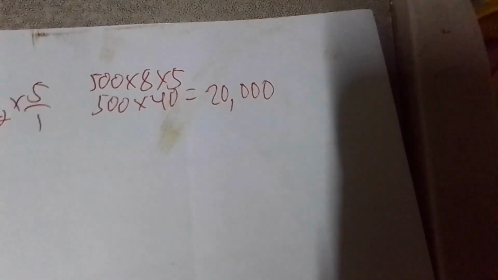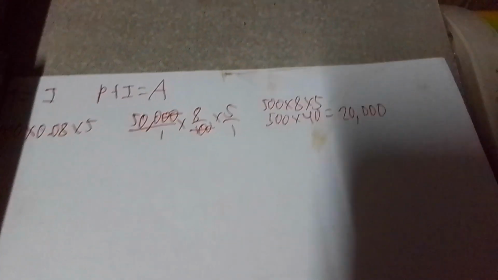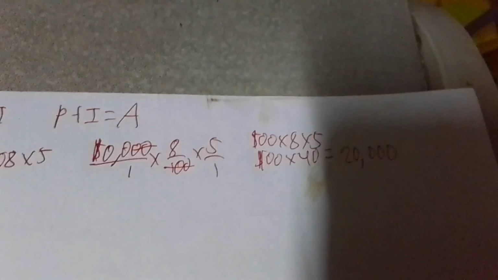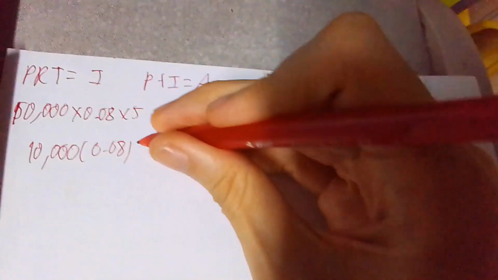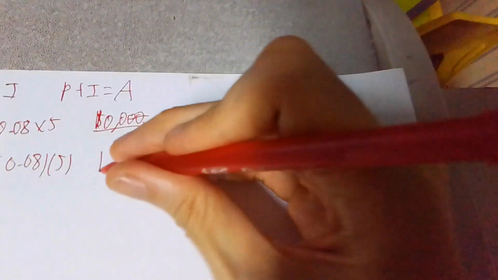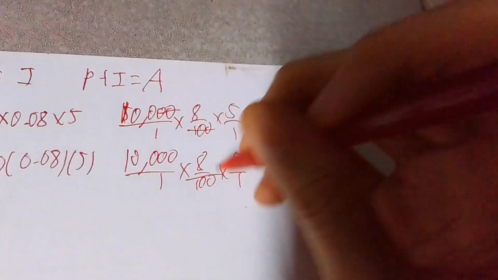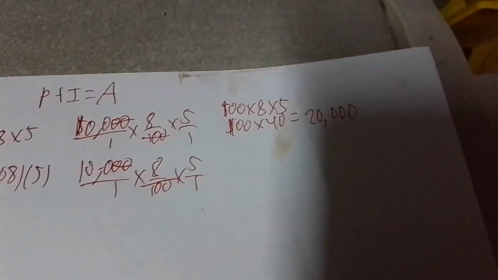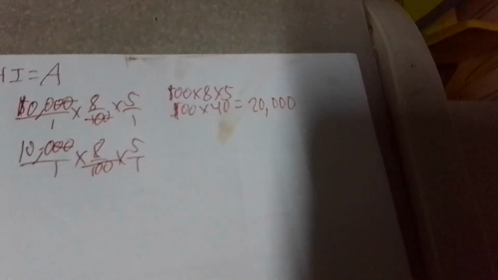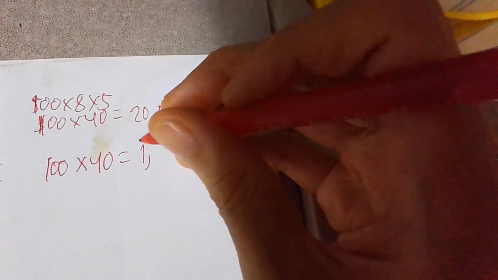Now, let's go to Excel. Sorry, the principal was supposed to be 10,000, not 50,000. I'm sorry, guys. Let's try again. Remember, we have 10,000, which is the principal, times 0.08, times 5. We do this: 10,000 times 1 times 8 over 100 times 5 over 1. Did you know that these two zeros cancel? So 10,000 divided by 100 equals 100. So it's just 100 times 40.